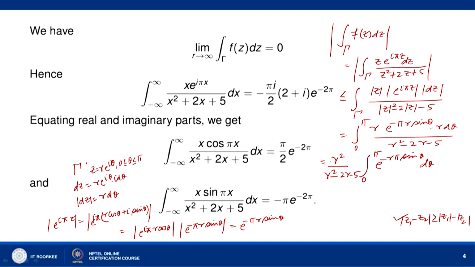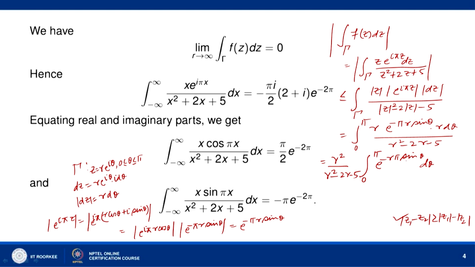There, the difference in the degrees of the numerator and denominator was at least 2, and so when r tends to infinity, this expression tended to 0. But here, you can see that the degree of the numerator is 2 and the degree of the denominator is also 2, and therefore we cannot replace this by 1. If we replace this by 1, then this will not go to 0 as r goes to infinity, due to the fact that the degrees in the numerator and denominator are equal.